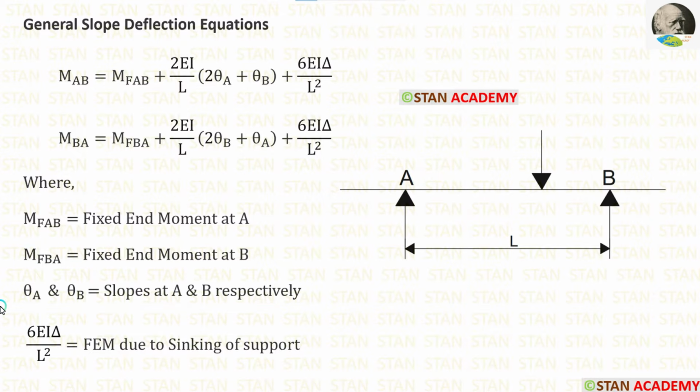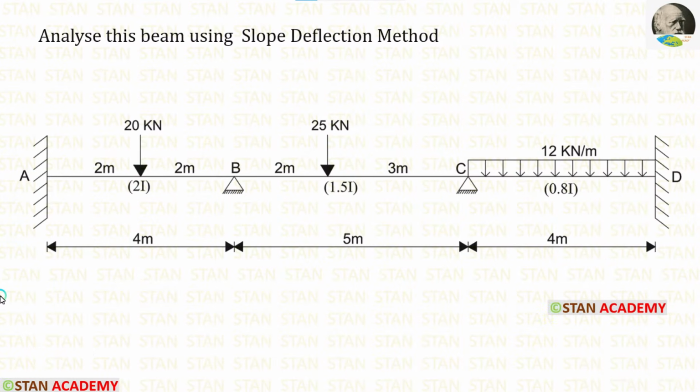If in the question nothing is mentioned about the sinking or settlement of the supports, we don't have to consider this term. In the given beam also, there is nothing mentioned about the sinking or settlement of the supports. So we can assume that there is no settlement in the given beam, so we don't have to consider these two terms. We had a brief introduction about slope deflection equations.